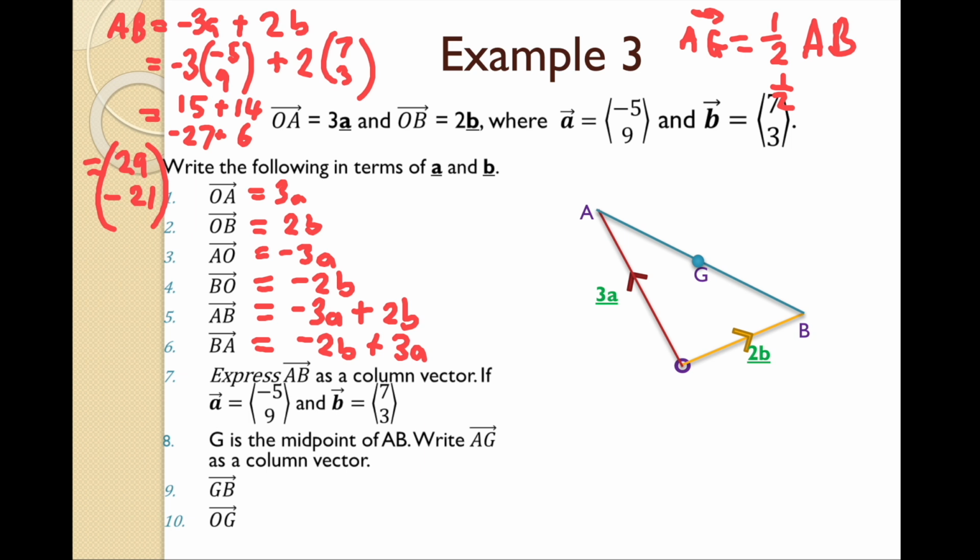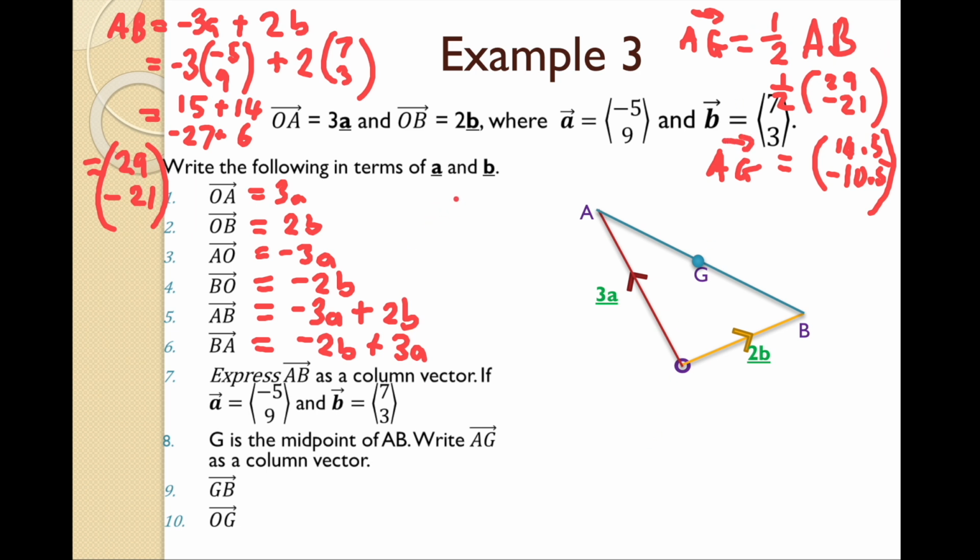So half AB. So AB is 29, negative 21. So half of 29 is what? 14 and a half, or I could put 29 over 2, right? In this case, I'm going to just use 14.5 just for the ease of it right now, yeah? But try to keep it as a fraction. And for this, it's negative 10.5, all right? So that is AG as a column vector. All it is, AG is half of AB.